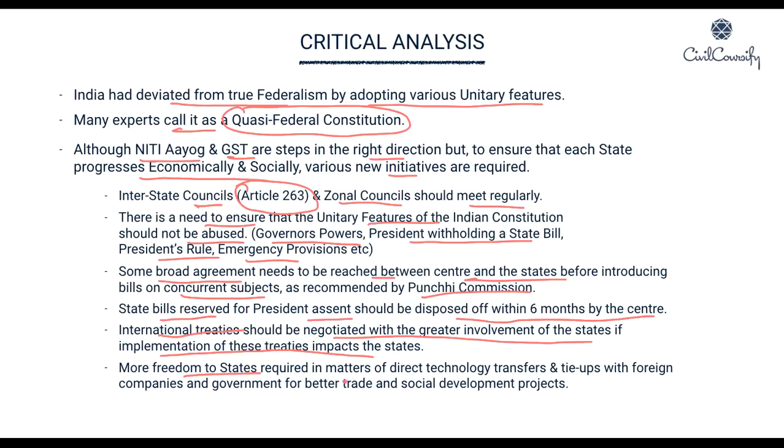More freedom to states is required in matters of direct technology transfer and tie-ups with foreign companies and governments for better trade and social development projects. So the state government should be allowed to have better ties with multinational companies abroad, and with governments through direct relationships, so that they can benefit with good technology transfer, good best practices, and in various ways to develop its social needs and various other aspects.